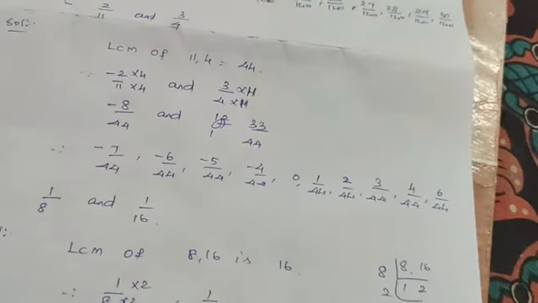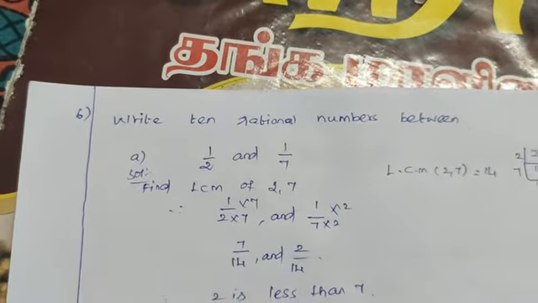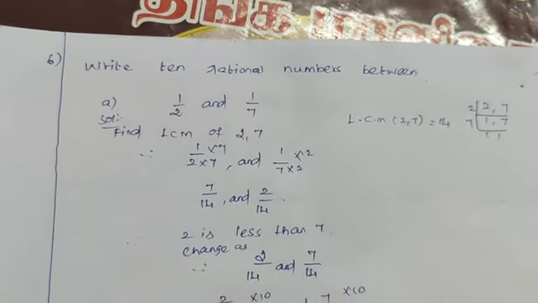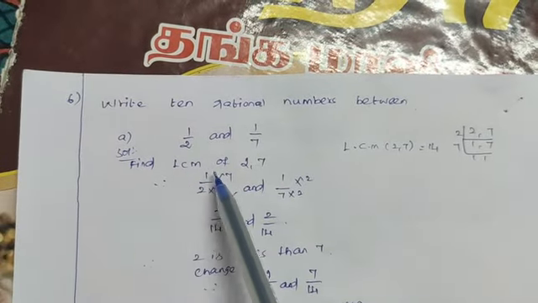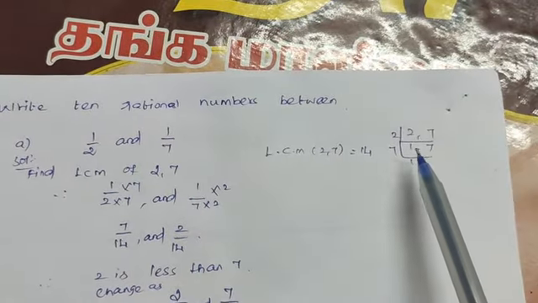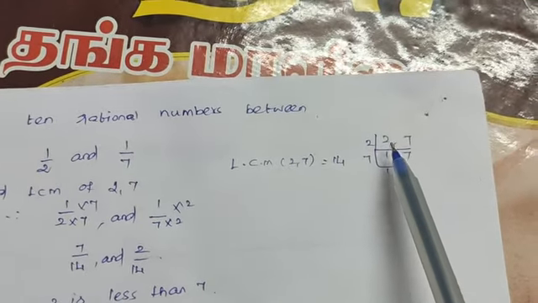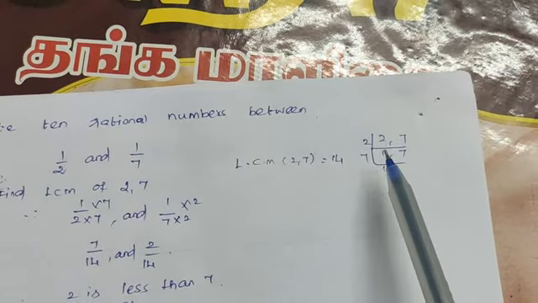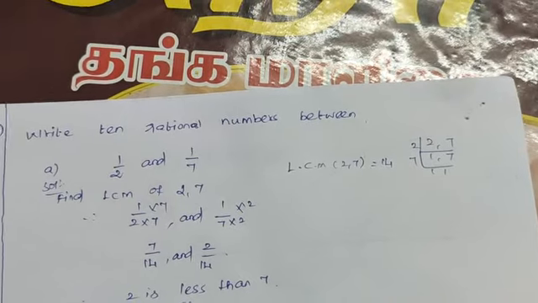Right. Similarly, next problem. Write 10 rational numbers between 1 by 2 and 1 by 7. So for that, first find the LCM of 2 and 7. We know this method: 2 and 7, first introduce 2, so divide by 2, 1. Here 7, introduce 7. So 14 is the LCM of 2 and 7.